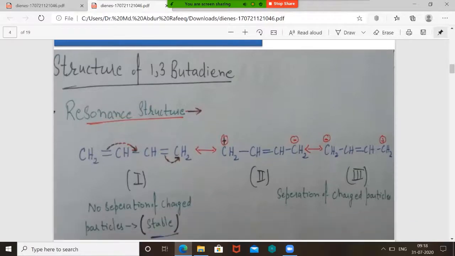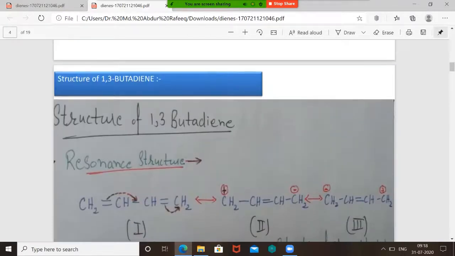Here, 1,3-butadiene is a conjugated diene. 1, 2, 3, 4. Here the double bonds can be transferred if bond polarization takes place. The pi bond breaks, so one carbon gains a positive charge and another carbon gains a negative charge. Or it can be shown like this, negative on this side and positive on this side. These three structures are known as resonance structures. The dipole structure is more stable.